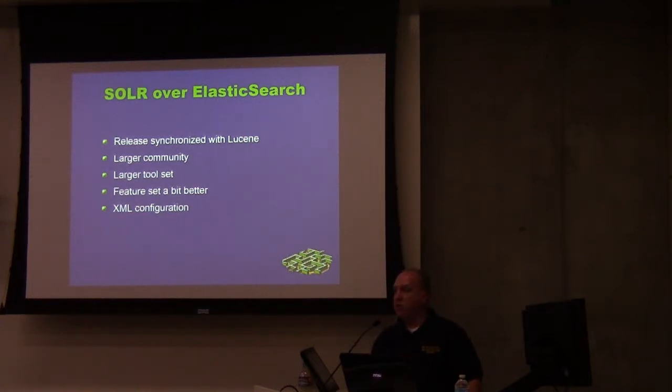Solr and Elasticsearch, normally those are the ones that get compared, they're the most similar. Solr, up until the last year or two, was a separate project, but is now part of Lucene and part of the Lucene release structure. So Solr will always be more up to date on the latest Lucene releases than Elasticsearch will be, just by nature. And that may or may not be important depending on how cutting edge you are with things. It definitely has a larger community. It's been around a lot longer. It's been used a lot more. It has a larger tool set as well. The feature set tends to be more in line with Lucene. And if you like XML, that's a positive for you. If you don't like XML, then that's not a positive for you.